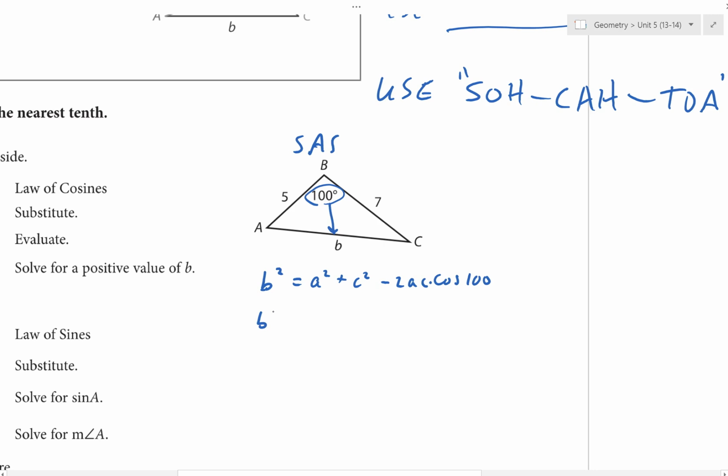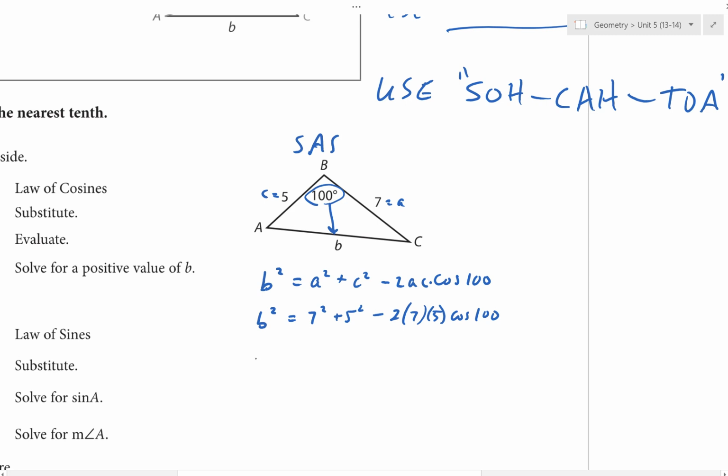So b, we don't know. A is 7, so 7 squared, because that's a, because it's across from angle A. And then c is across from angle C, so lowercase c would be 5. And then minus 2 times those same two numbers, 7 and 5. And then the cosine of 100.